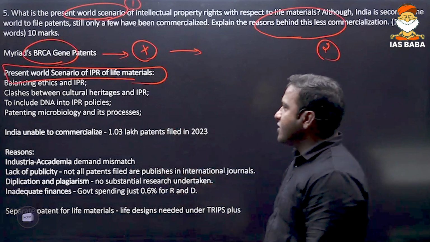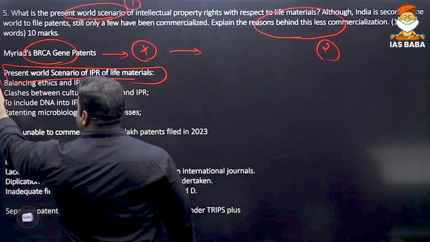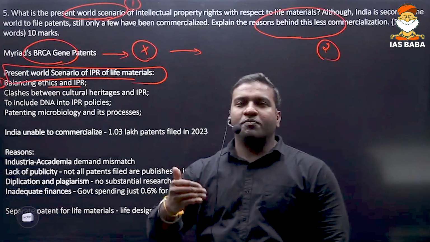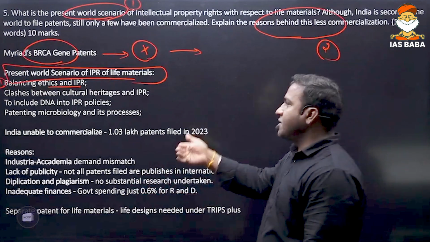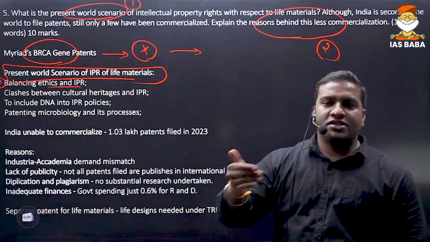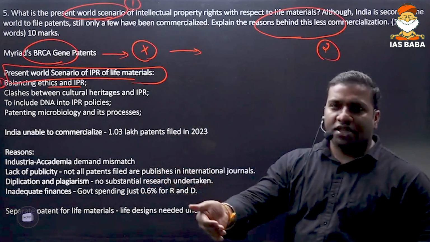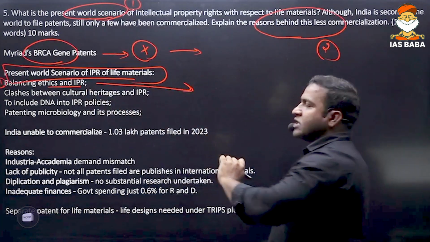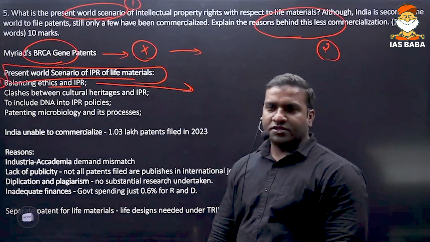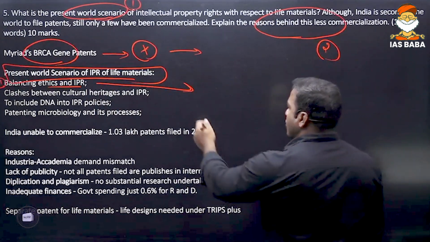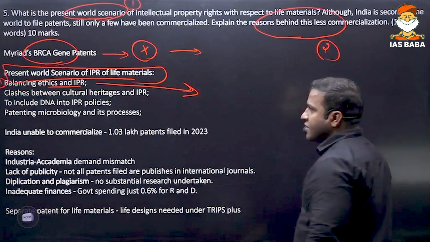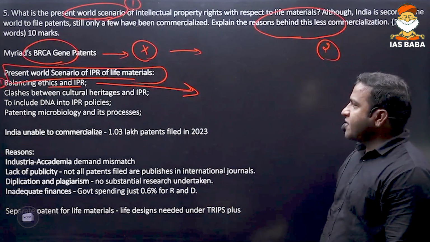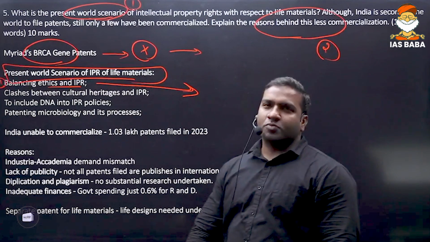So the first scenario is how to balance ethics and intellectual property rights. Say for example, should we patent a designer baby, or what are the ethical challenges of patenting a designer baby? What are the ethical issues involved if we patent a virus? Yes. What are the ethical issues involved if you patent a plant? Yes, likewise. Say next one, clashes between cultural heritage and intellectual property rights.